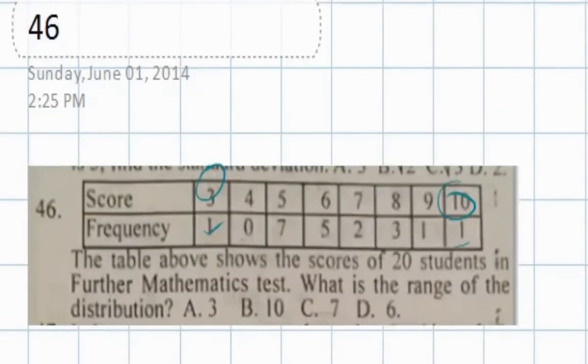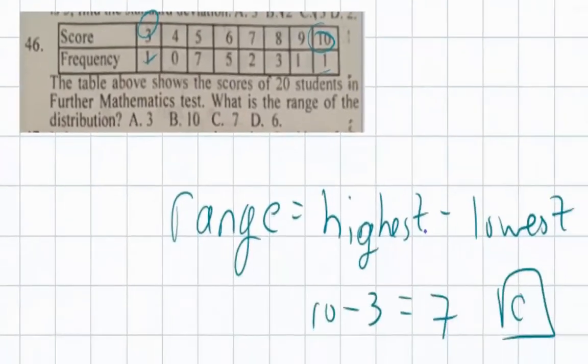The table above shows the scores of 20 students in further mathematics test. What is the range of the distribution? Just remember that range means you take the highest number and subtract the lowest number. So the highest number was 10 and the lowest number was 3. You don't even have to pay attention to the frequencies. You just say 10 minus 3 and you get 7, and your range is C.